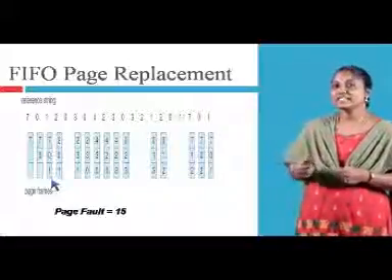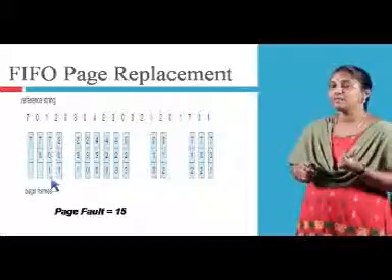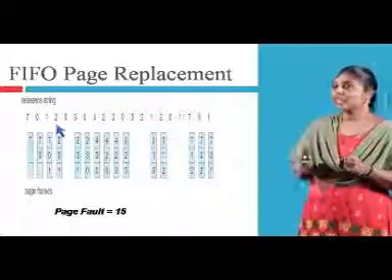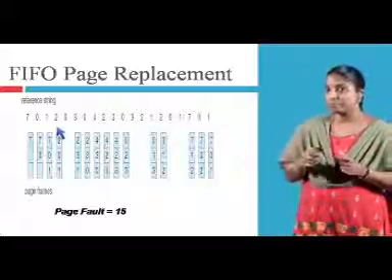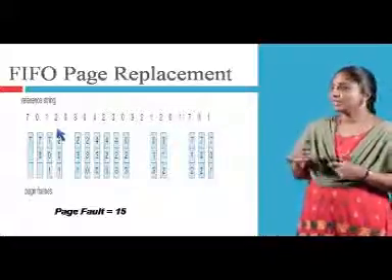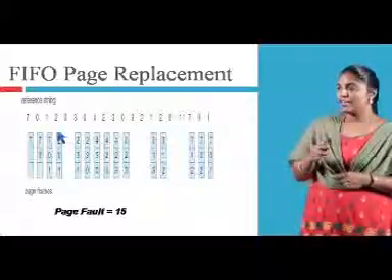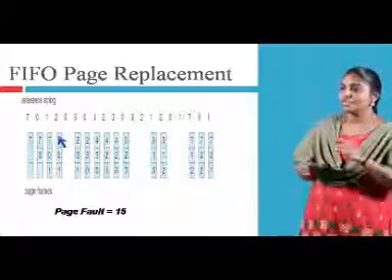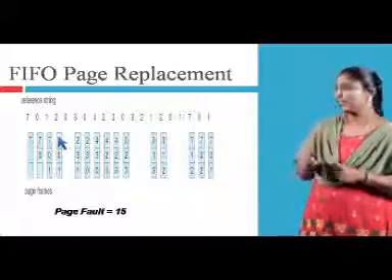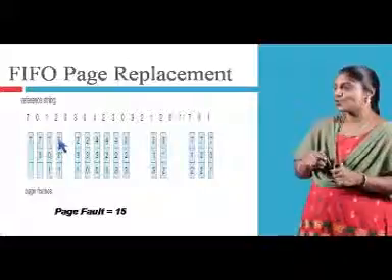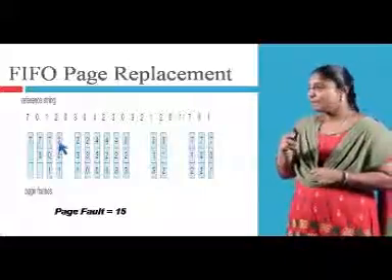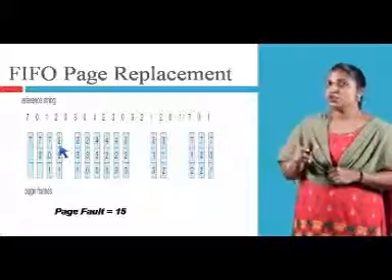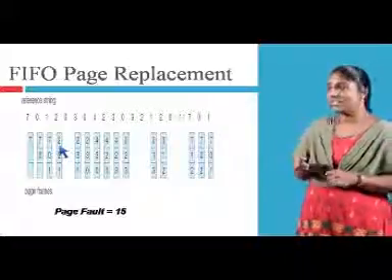The next reference in the reference string is 2. Here the physical memory is already filled and there is no space for that page to be loaded, so we have to replace a page. At this point the first in first out concept comes in. First in first out means the page which was loaded first into the physical memory has to be replaced. So page 7 is replaced by page 2. Now 2, 0, 1 is available in the physical memory.